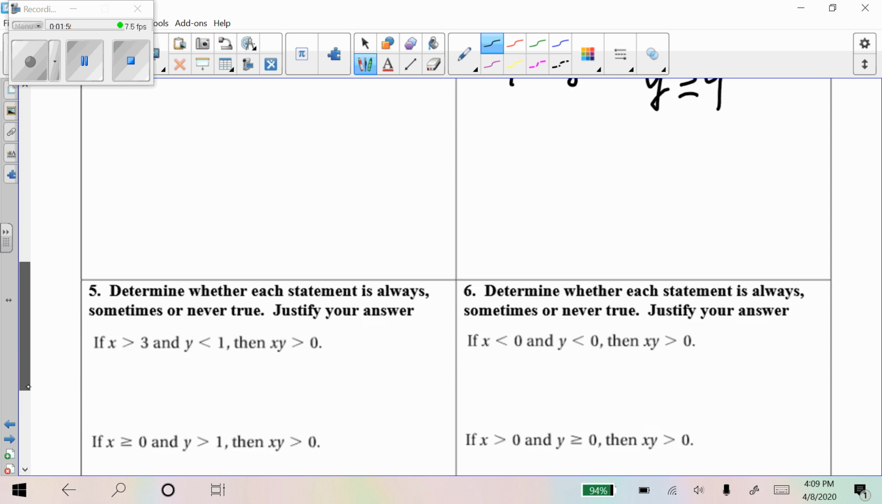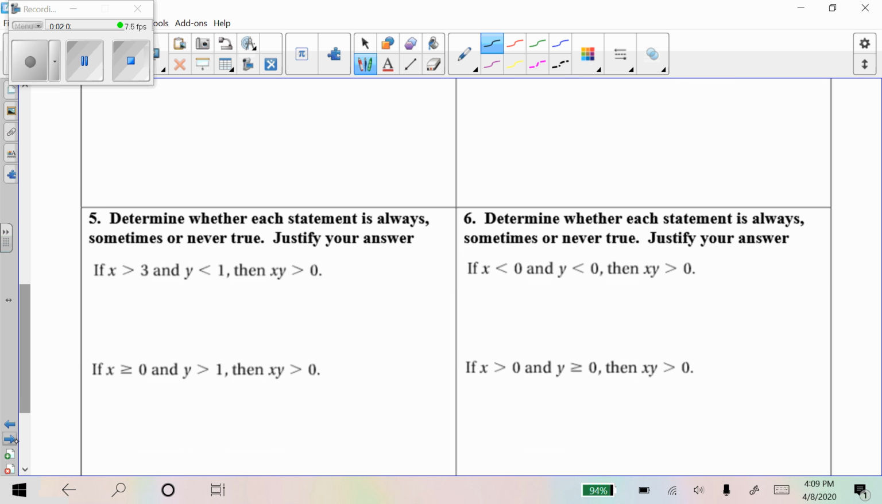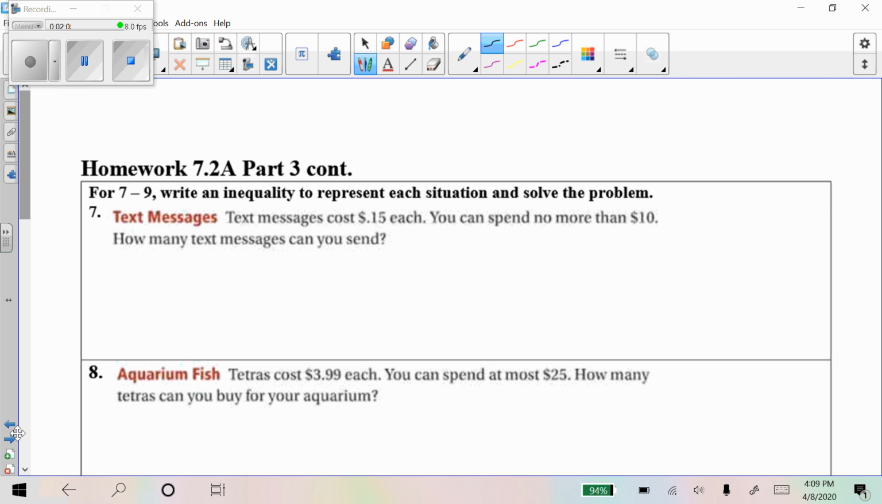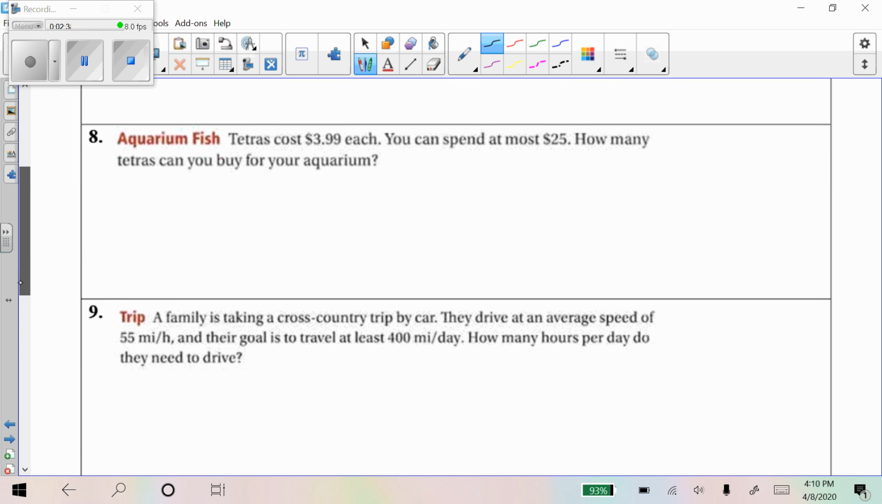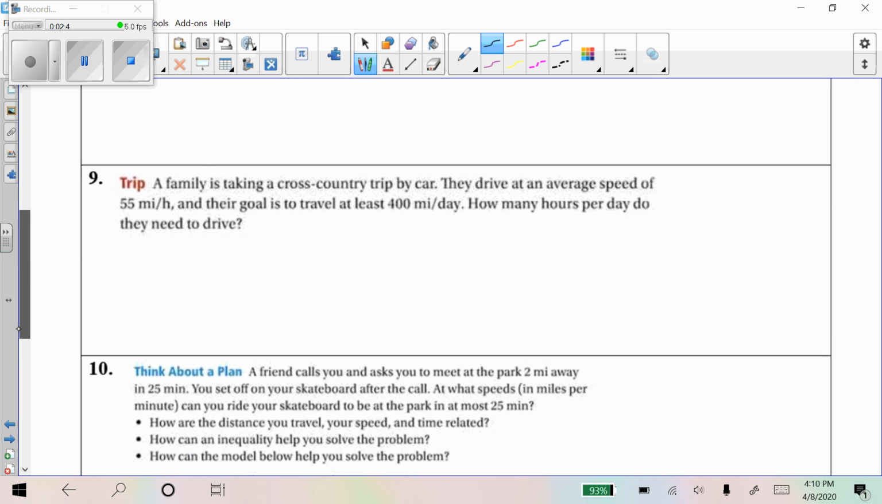All right, and then on the second page of the homework, I noticed some people did not write an inequality. So like in this first problem here, you have to know that the words no more mean less than. No more means less than or equal to 10. Then you have to choose a variable to represent the number of text messages. So let's say M for messages. Each message is 15 cents. So 15 cents times M is less than or equal to 10. And then you solve it by dividing both sides by 0.15. Okay?